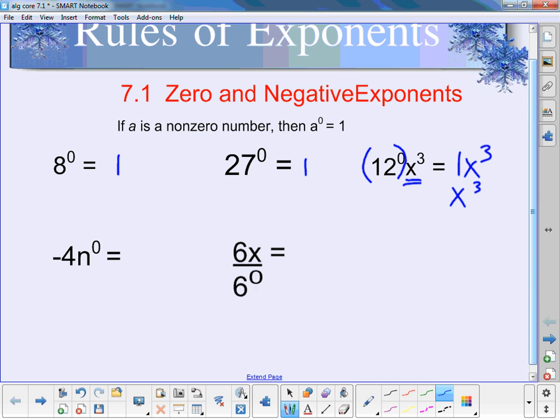Negative 4, n to the 0. Again, the only thing that's raised to the 0 is that n, so my negative 4 stays the same, and then it's times 1, which is just negative 4. 6x over 6 to the 0. Well, again, exponents before division, so I do the exponents first. 6 to the 0 reduces to 1, so that is just 6x. And it is that simple.